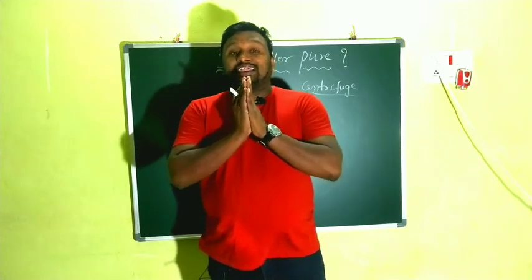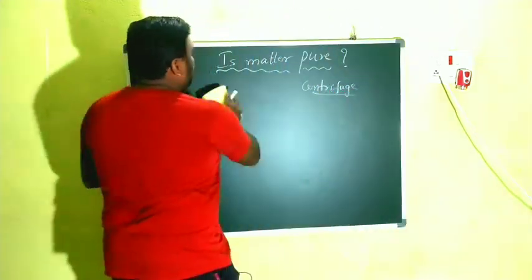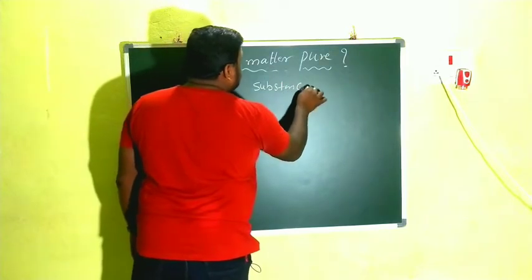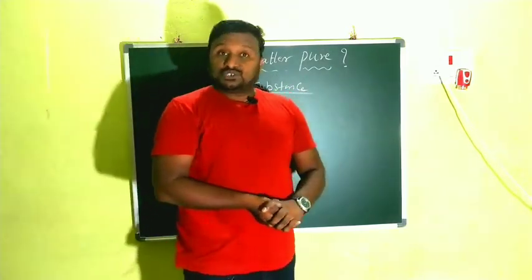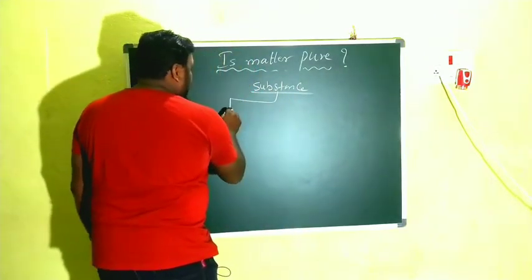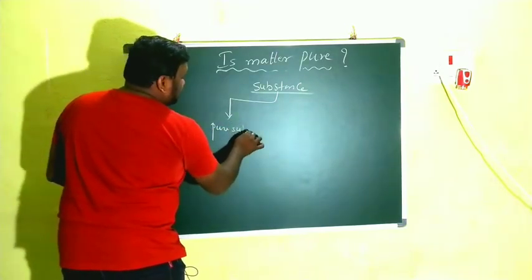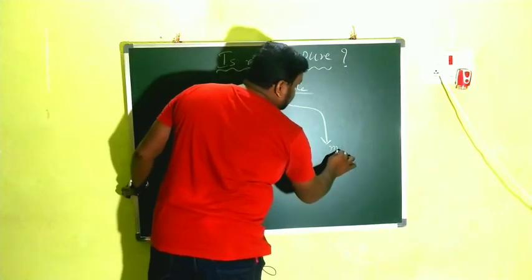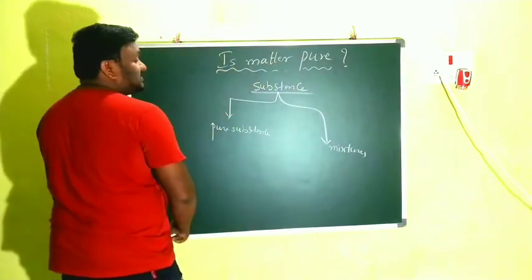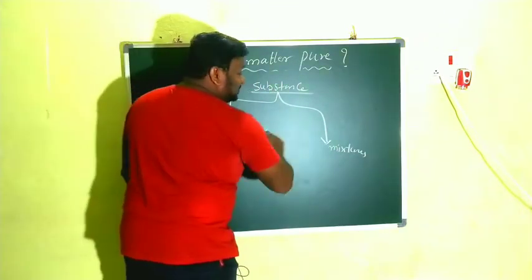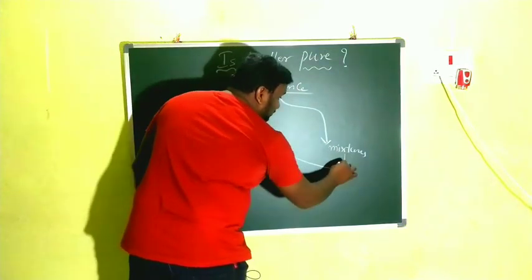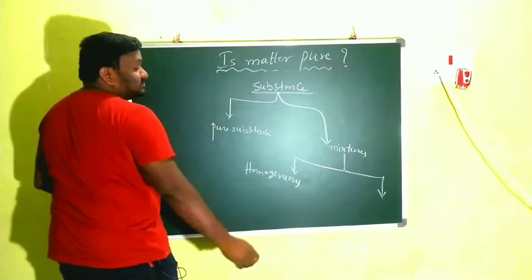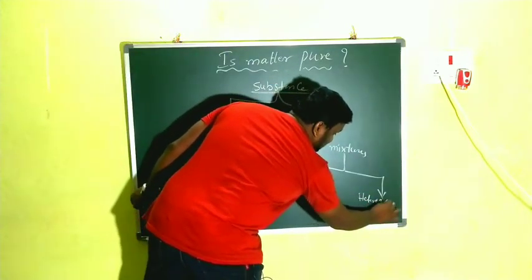So here we are entering into the topic now, children. In this chapter you will learn many things. Generally, the substances in our surroundings are classified into two types. The first is pure substances, and the next is mixtures. The substances are classified into pure substances and mixtures. And again mixtures are classified into two types. Those are homogeneous mixture and heterogeneous mixture.